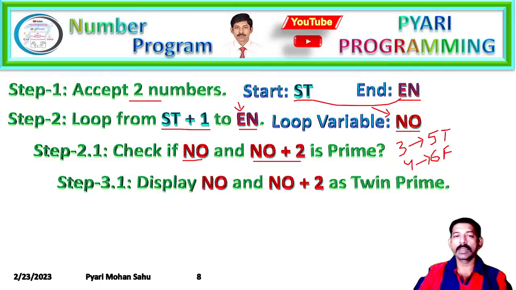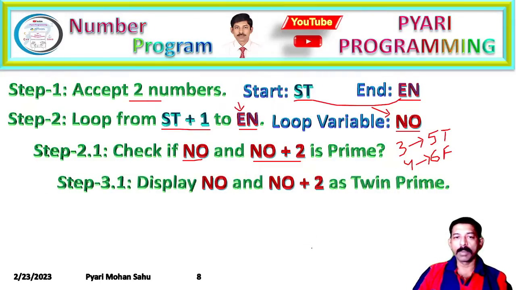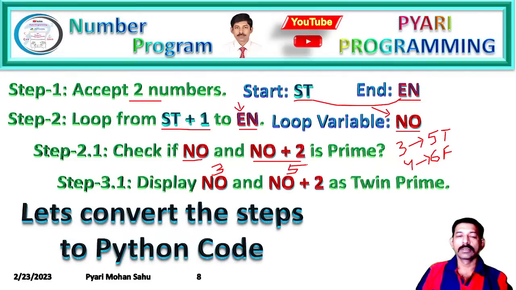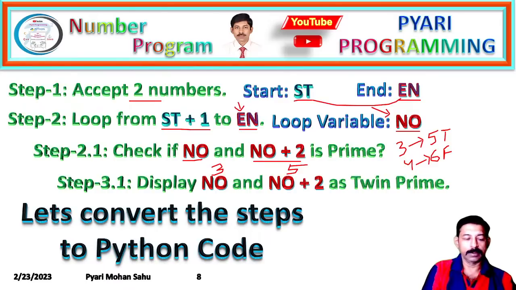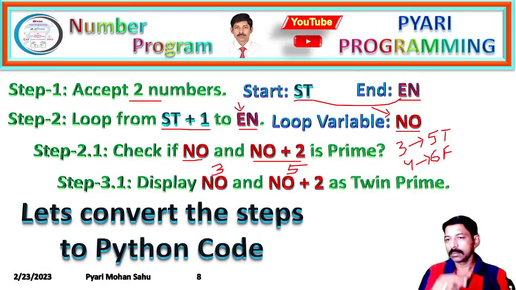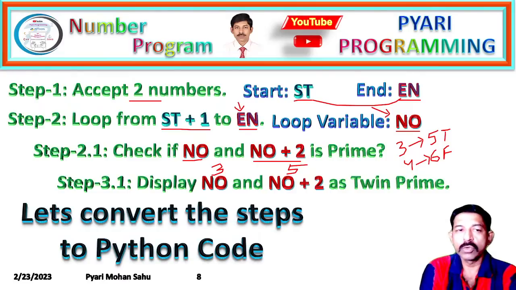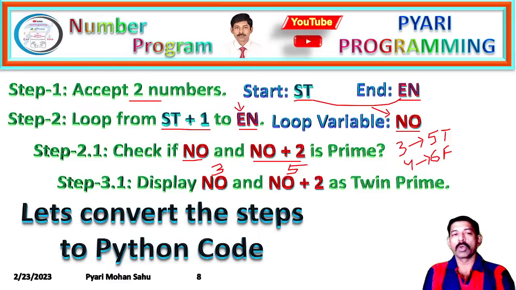Now display the number. The number, suppose I am taking the number as 3. Number is a prime number, n plus 2, 5. 5 is the twin prime number. So understood everyone? If you have understood the process, then I will convert it into program.